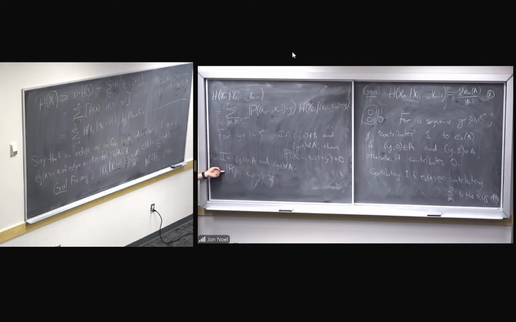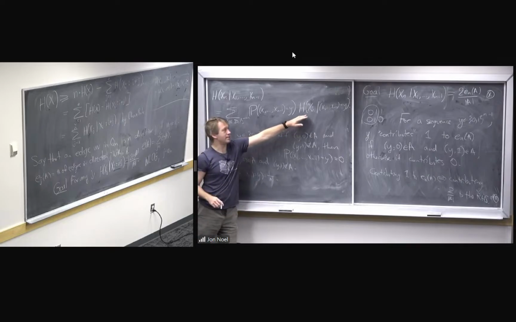Because the only way that the first n minus 1 coordinates could be y is if my original choice was y0. So there's one chance of that, and every possibility had probability 1 over size of A, right? It's a uniformly random choice. But I claim that this is going to be 0.